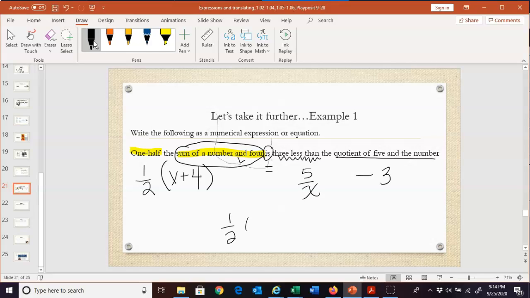All right, so let's write it all together. So this was a doozy. 3 less than that. 3 less than all of this. So that 3 comes off the back of the number.